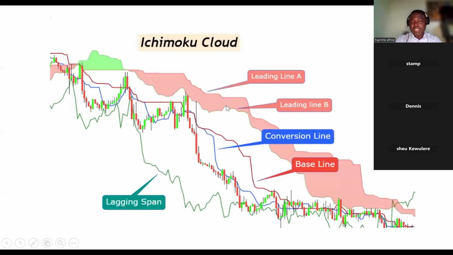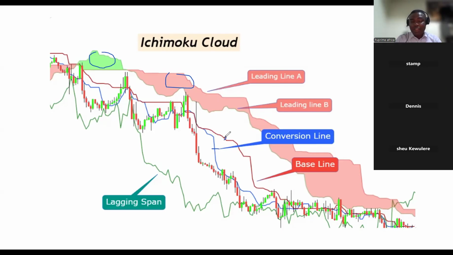And this is what the Ichimoku cloud looks like. You can see the leading line A, the leading line B, the conversion line, the baseline, and the lagging span. Now, the main cloud area is this region that you can see colored red up there and green on the other side. This is what we call the cloud. And this is the conversion line.